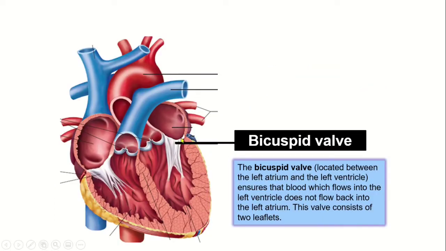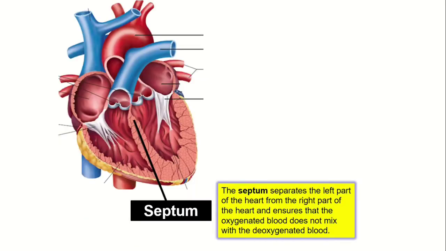This is the bicuspid valve. It is located between the left atrium and the left ventricle. The function is to ensure the blood which flows into the left ventricle does not flow back into the left atrium. This valve consists of two leaflets. This is the structure of the septum. The septum will separate the left part of the heart from the right part of the heart, and ensure that the oxygenated blood does not mix with the deoxygenated blood.